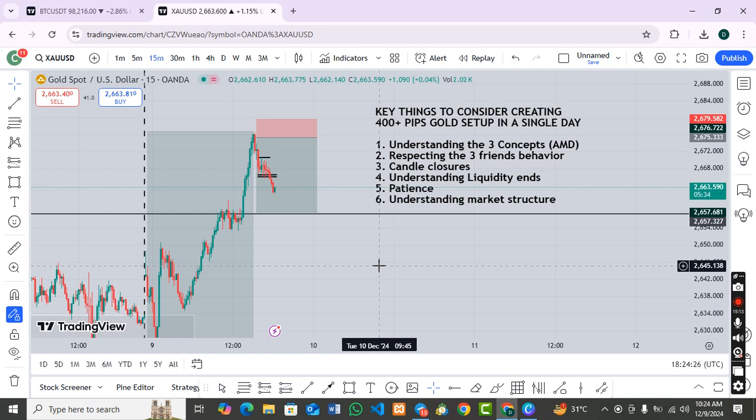Understanding the three concepts, respecting order blocks, because when there is a change of character, price will always come back to an order block or a fair value gap, just to take the left orders over there. Simple as that. And also respecting candle closures, understanding liquidity ends, patience, and understanding market structure. So guys, you must pay much attention to this information, and it's going to have a serious, massive change in the way you trade in 2025.